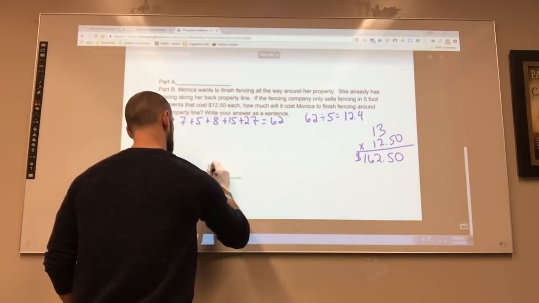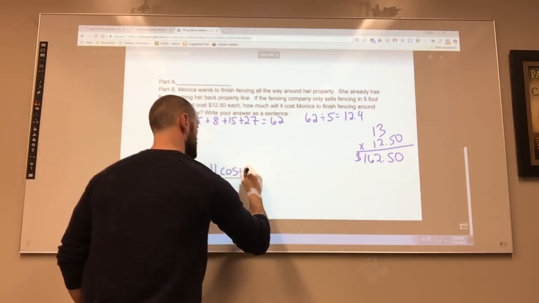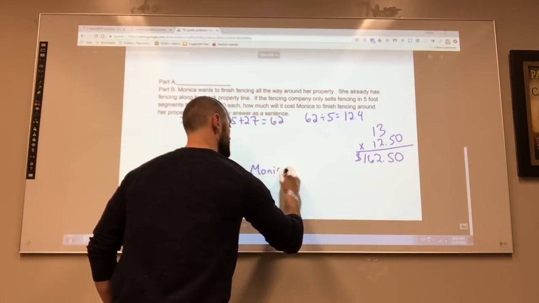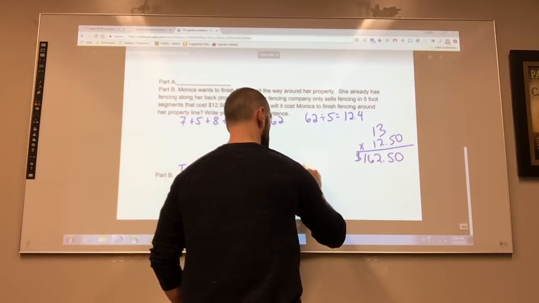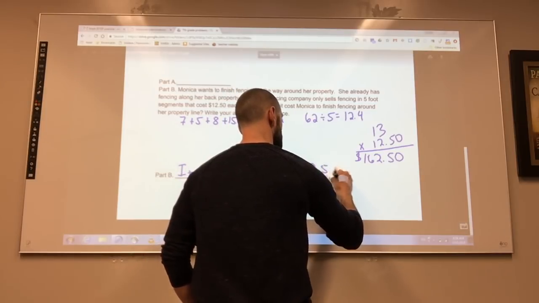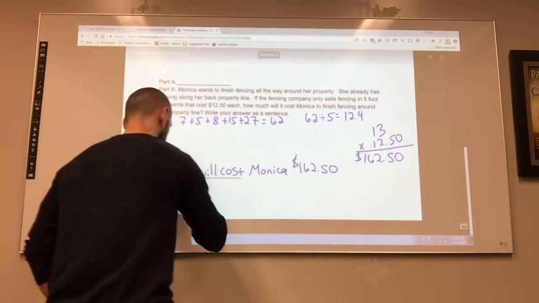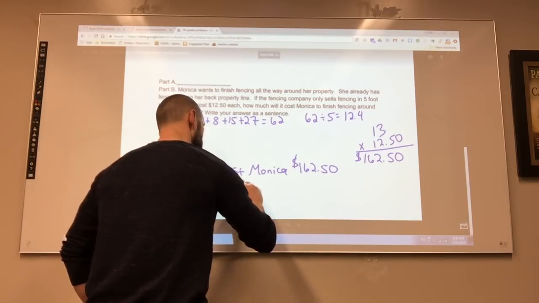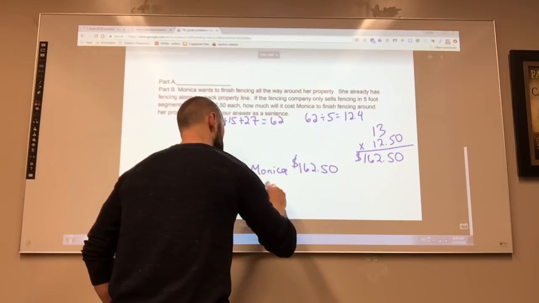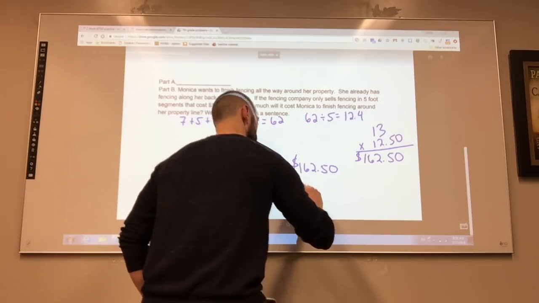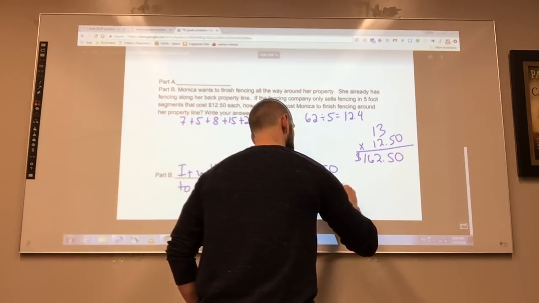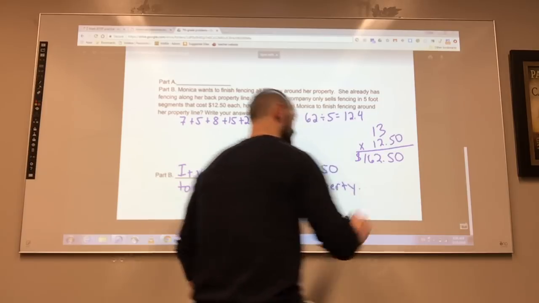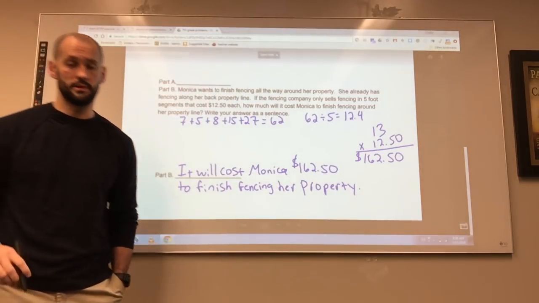It will cost Monica $162.50 to finish fencing her property. And that is how we would do part B.